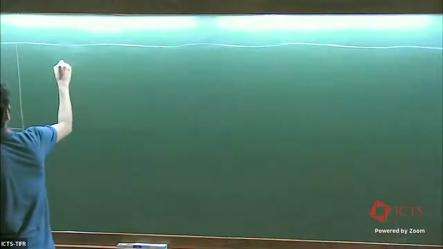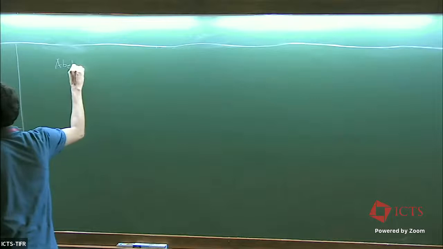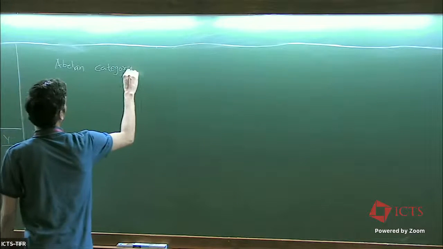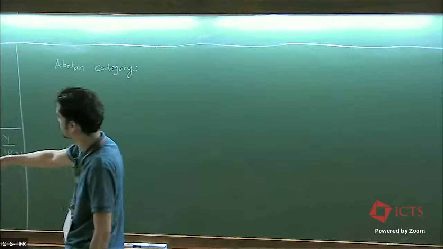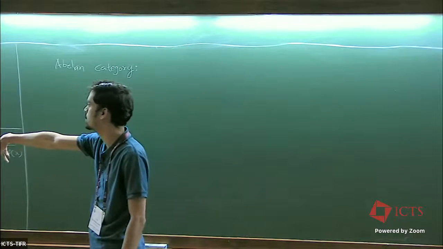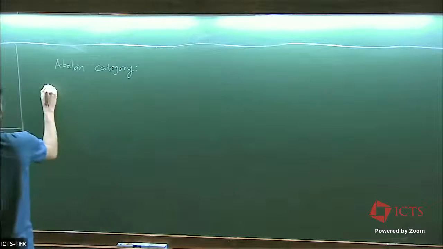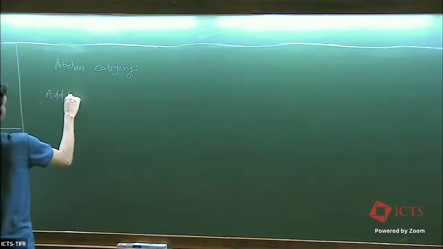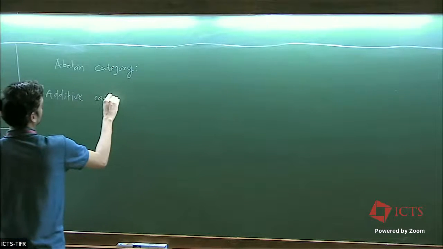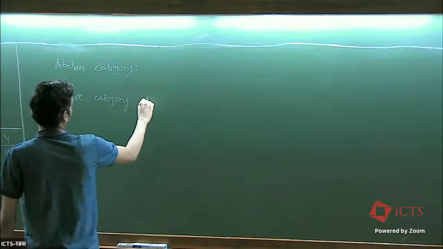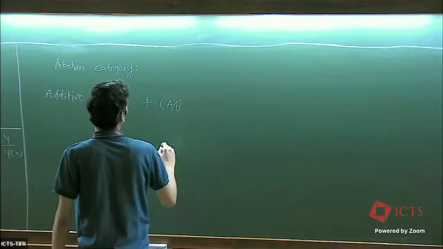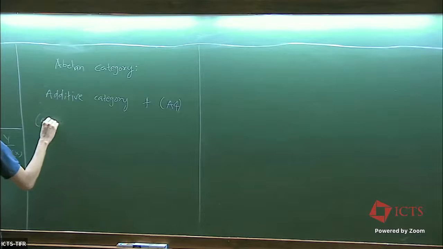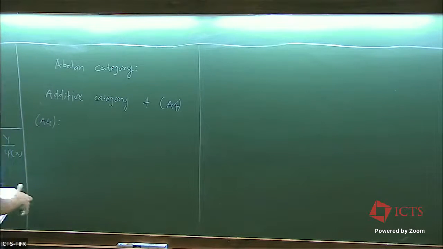Yeah, so what is an abelian category? Something that has this structure in it. An abelian category is an additive category plus one more axiom, A4. And what is this A4?